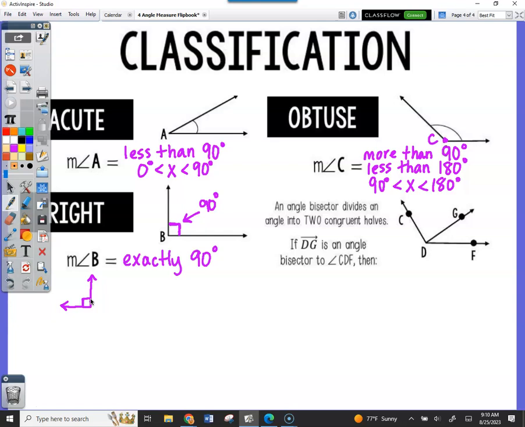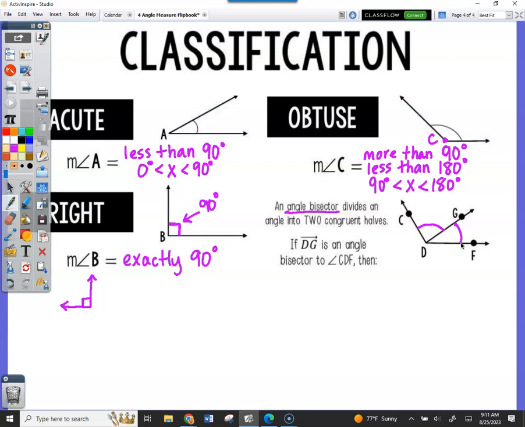So this right here, we've already done this. Just underline angle bisector, divides an angle into two congruent halves. So now this picture, I would say, is terrible. It's not drawn to scale at all. But we're going to pretend like they're equal. It says that ray DG is an angle bisector to angle CDF. Well, then that would mean that this part is congruent to this part.